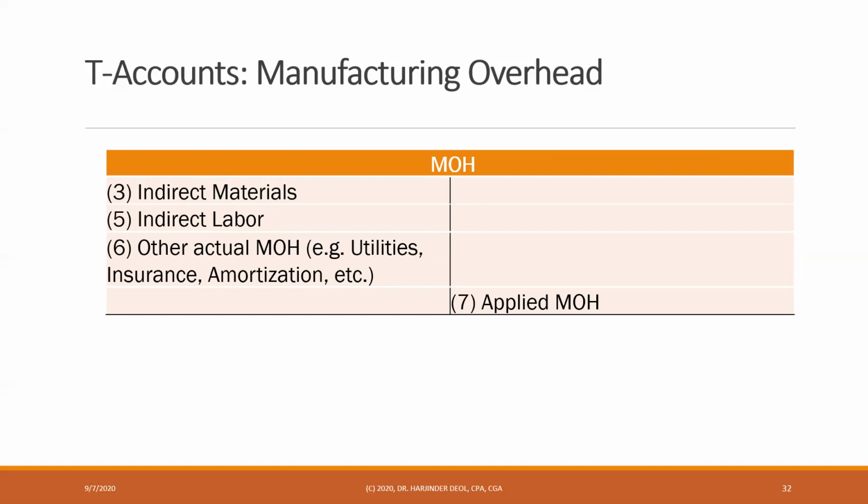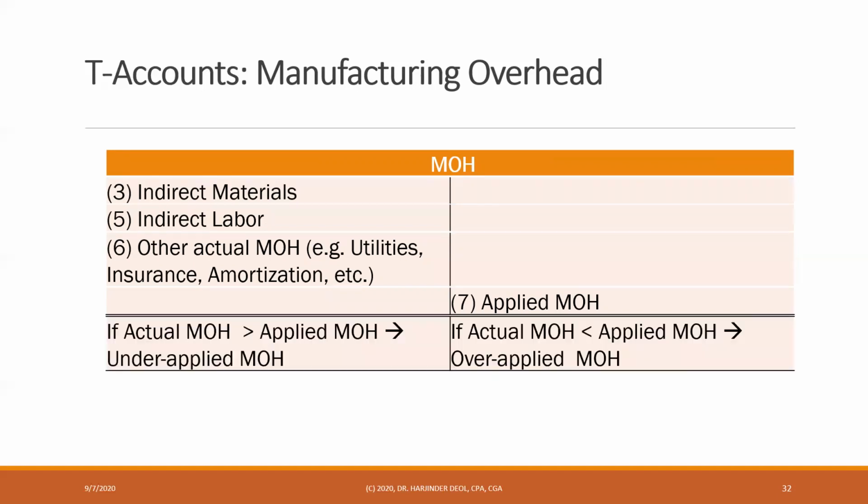After the year is completed, you will add up the debit side and compare it to the credit. We can have two situations. Either the actual manufacturing overhead is more than the applied manufacturing overhead, in which case we'll have an under-applied manufacturing overhead, or the opposite, the actual manufacturing overhead is less than the applied manufacturing overhead, which means manufacturing overhead was over-applied during the period. Now, either way, manufacturing overhead cannot have a balance remaining. That balance has to be closed out.